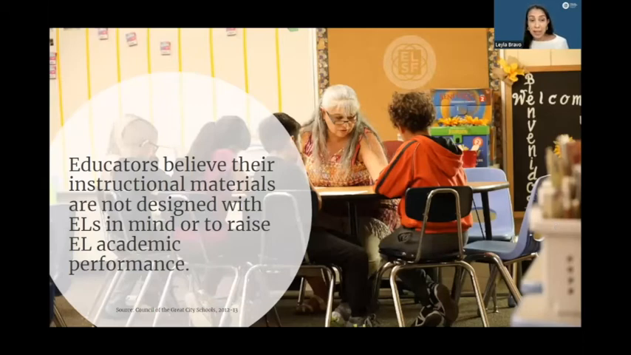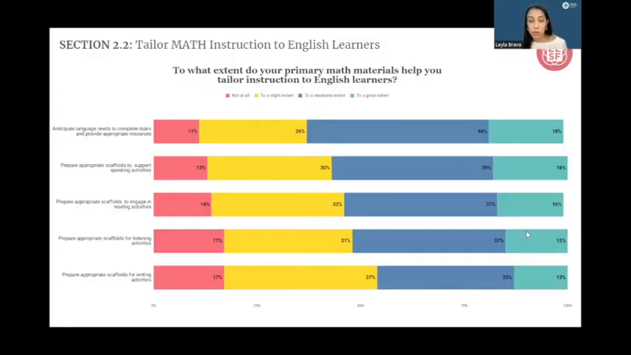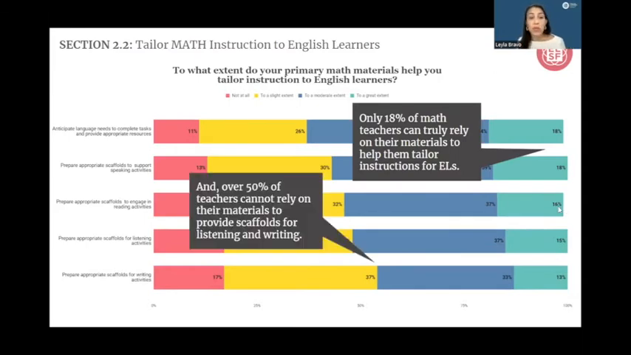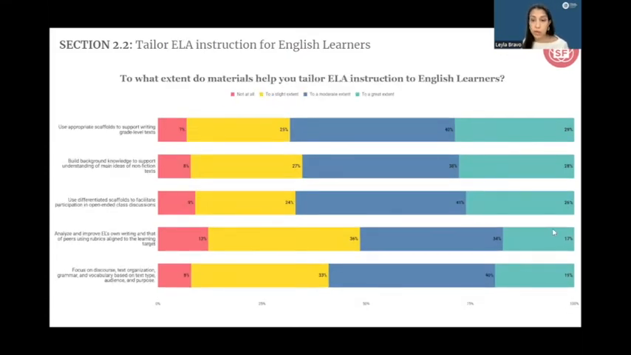Educators also believe that their instructional materials are not designed with English learners in mind. Again, our research confirms this. Only 18% of math teachers can truly rely on their materials to help tailor the instructions for English learners. And over 50% of teachers cannot rely on their materials to provide scaffolds for listening or writing. We see similar trends in ELA, though a little more positive, at about 30% rely on their materials.